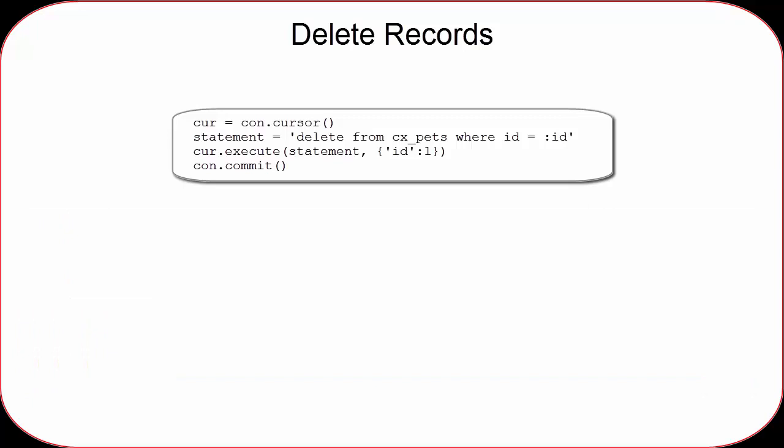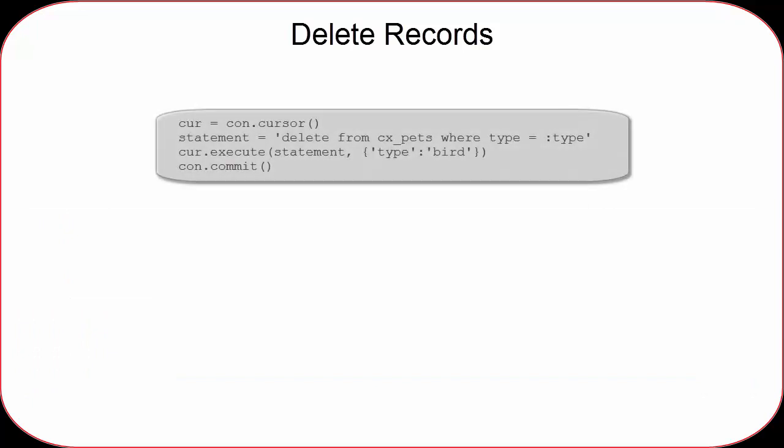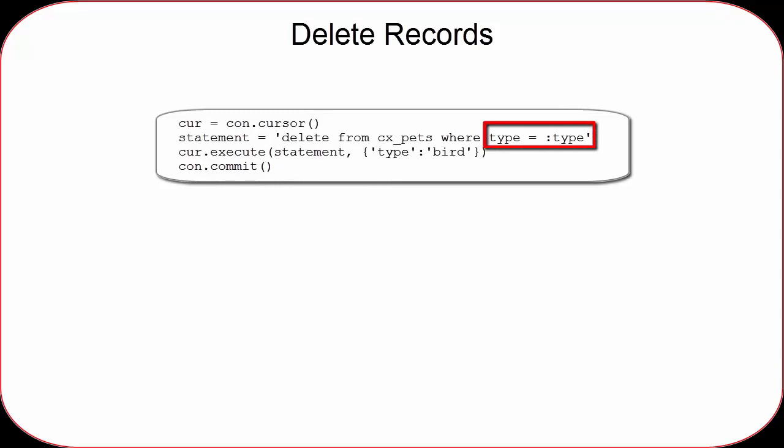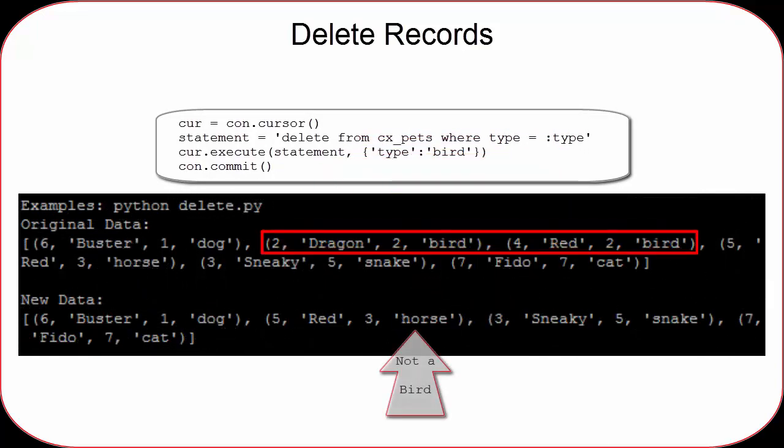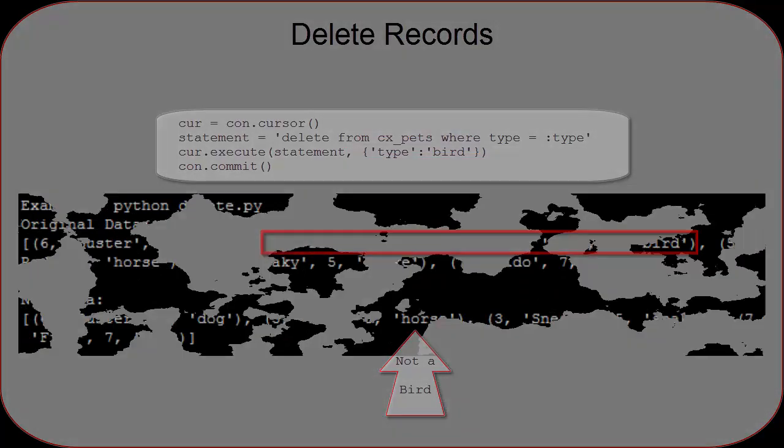Let's remove all of the birds from our data. We simply change our where clause to type equals bird. And you can see in the results that both of the birds, dragon and red, have been removed.